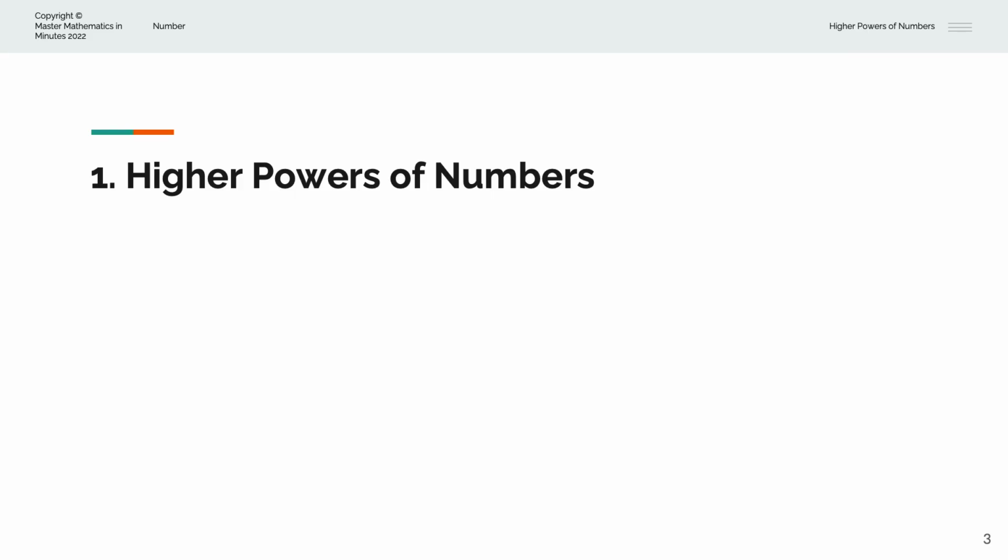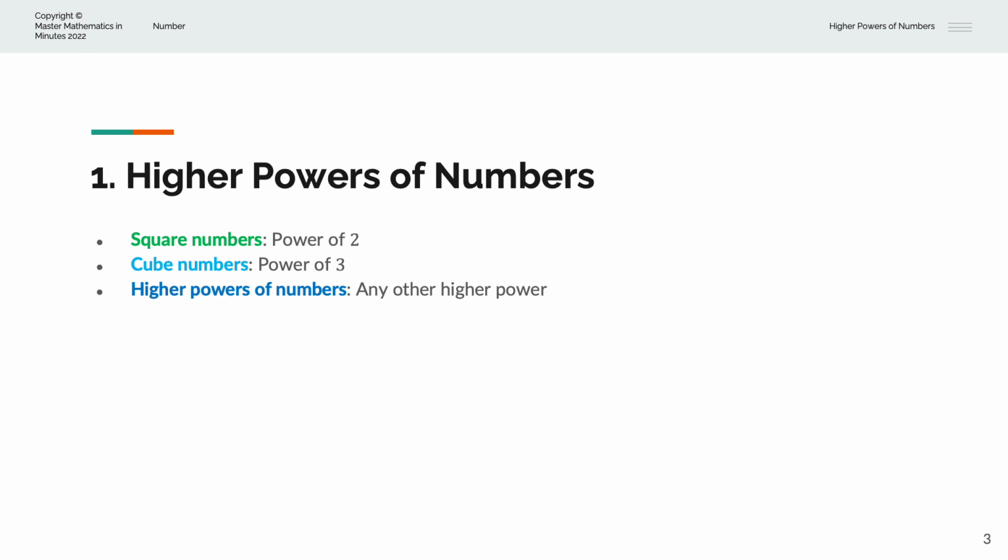So, what are higher powers of numbers? So recall, square numbers are to the power of 2. Cube numbers are to the power of 3. And so, higher powers of numbers are to the power of any other higher power.